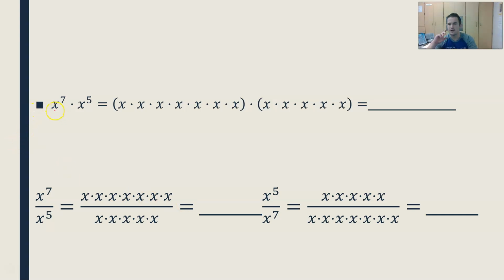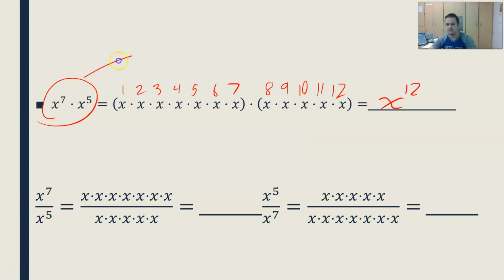So like for example here, I have x to the 7th times x to the 5th. So that's x to the 7th is 1, 2, 3, 4, 5, 6, 7 x's multiplied together. And then x to the 5th is another 5 x's multiplied together. So this is 8, 9, 10, 11, 12. So there are 12 x's being multiplied together. So I'd write that as x to the 12th.